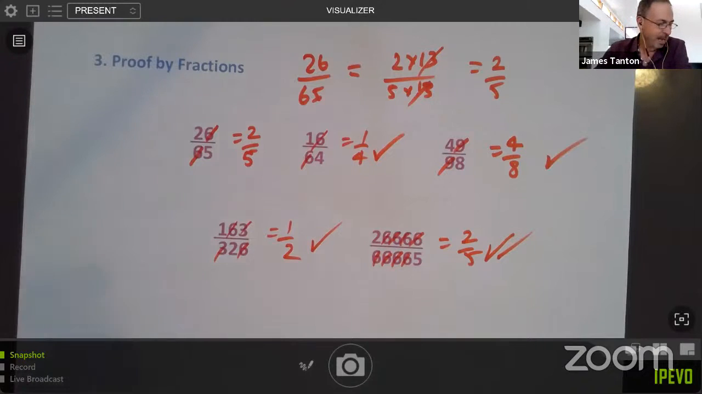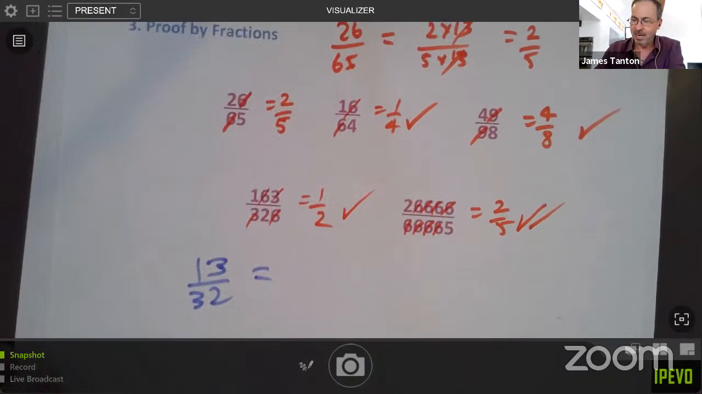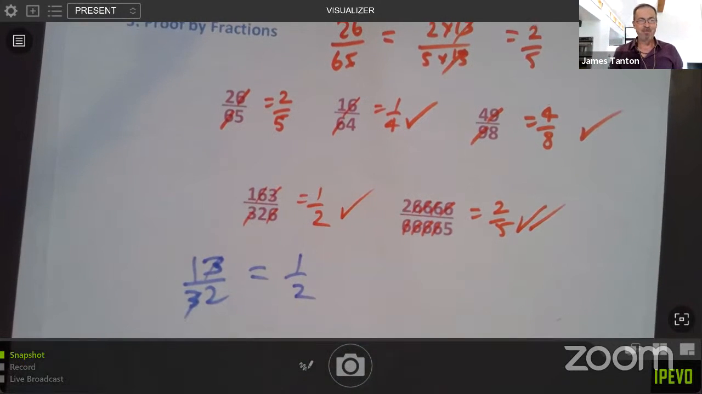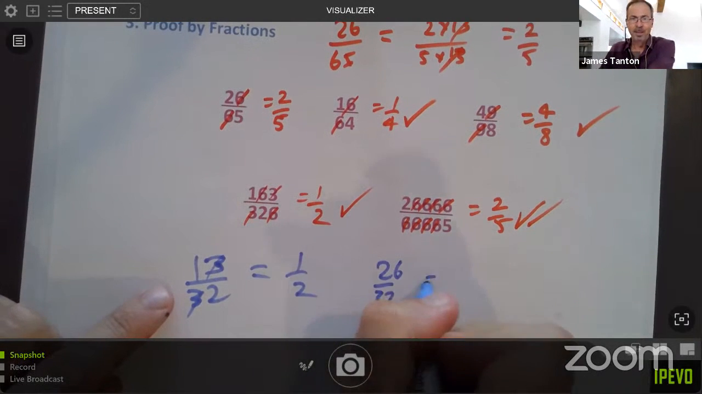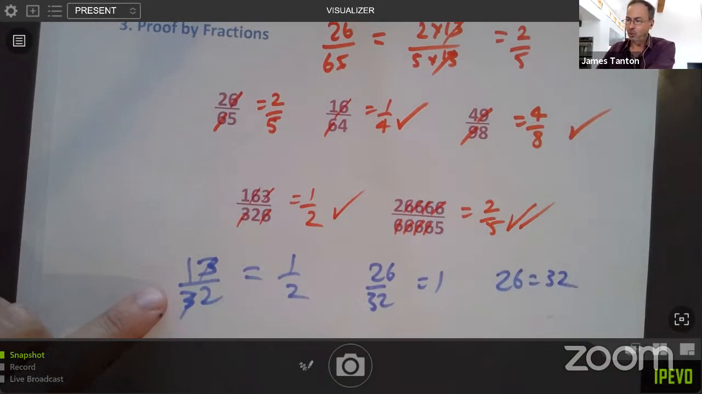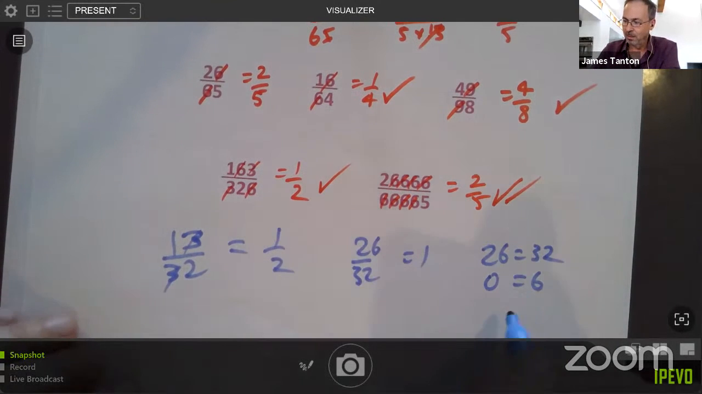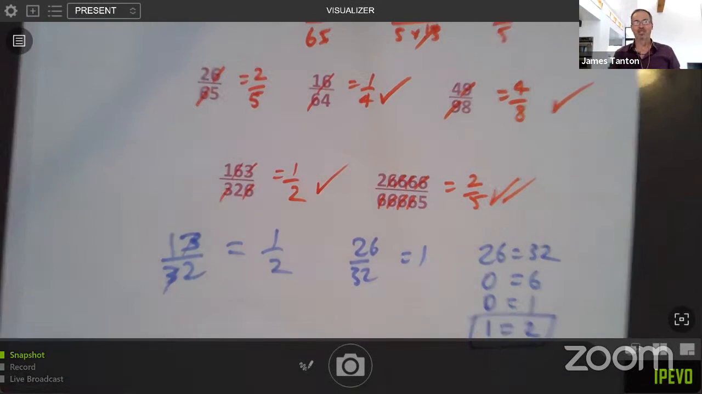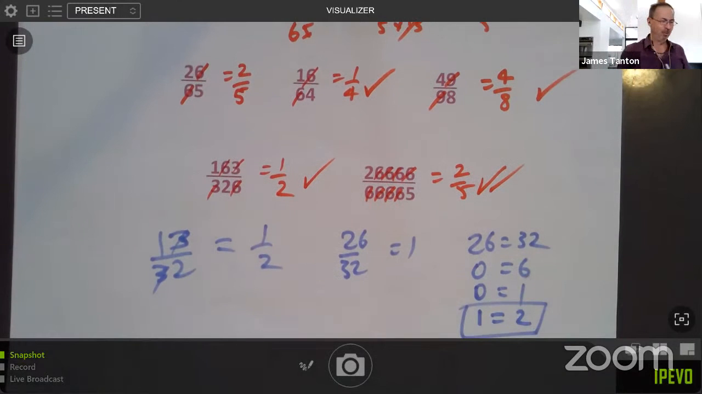In that rule then, let's say 13/32 would have to equal, cross out the 3s, 1/2. All right, so let me multiply both sides by 2. So 26/32 equals 1. Let me multiply both sides by 32. So 26 equals 32. Let's subtract 26. So 0 equals 6. Let's divide by 6. 0 equals 1. Let's add 1 to both sides. 1 equals 2. There, I got it. 1 equals 2. I love it. So there's my proof that 1 equals 2 by fractions. What do you think of that one?